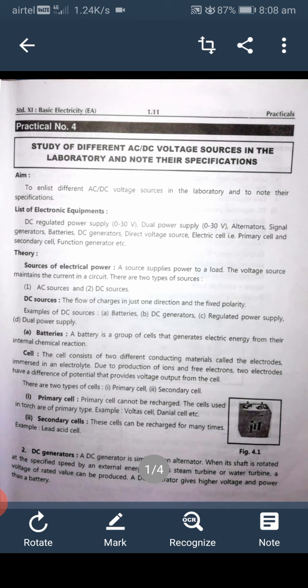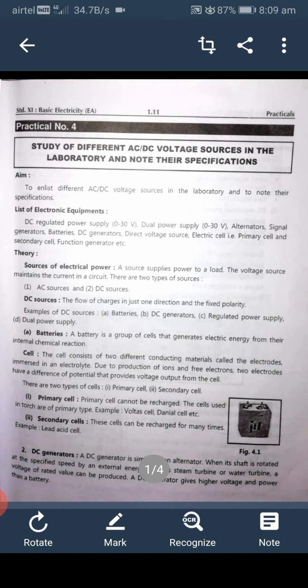Theory regarding this experiment: source of electrical power. A source supplies power to a load. The voltage source maintains the current in the circuit. There are two types of sources: AC sources and DC sources. In DC sources, the flow of charge is in just one direction with fixed polarity. Examples of DC sources: batteries, DC generators, regulated power supply, dual power supply.